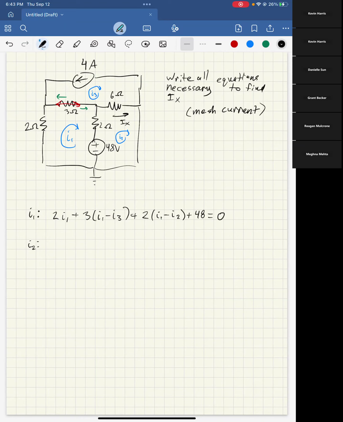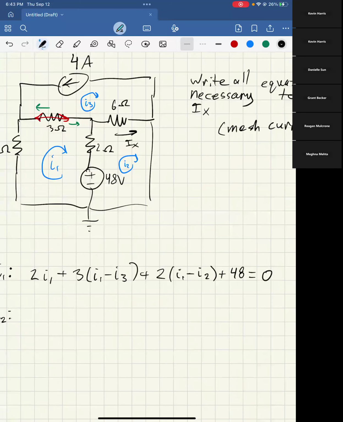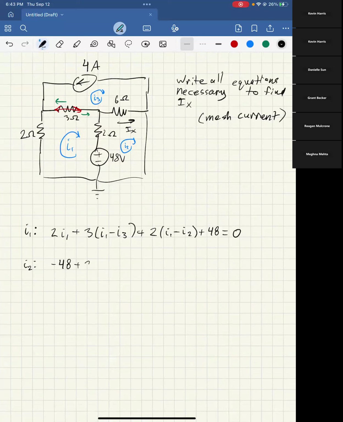I2 is going to be very similar. Doing the same thing, just making 3 equations here. However, now, since for I1 the current in that middle path was going from top to bottom, from I2's perspective it is going from bottom to top. So now it's going to be a negative 48. And then that 2 ohm resistor is now going to be I2 minus I1. And that 6 ohm is going to be 6 times I2 minus I3. And that's all you'd have there.